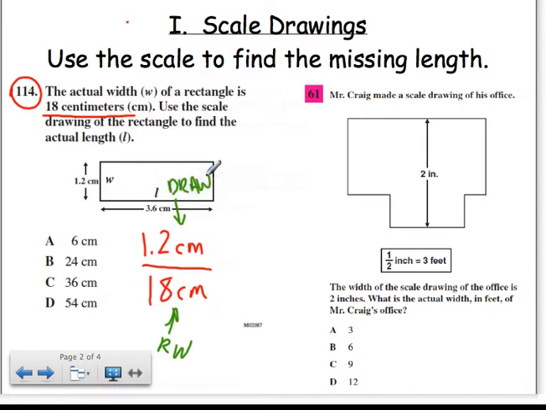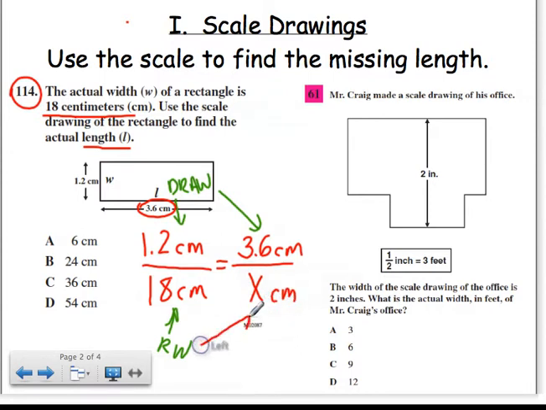And the way that I'm going to solve this problem is by writing a proportion that uses the other information I have. So I'm trying to find the distance of the actual length in the real world, but I know that the length in the drawing is 3.6 centimeters. And so what I need to figure out is how many centimeters would that be in the real world. So I've written this proportion with 1.2 centimeters equals 18 centimeters. That's my scale, equals 3.6 centimeters over x. And I'll solve this by cross multiplying and dividing as I would solve any other proportion.